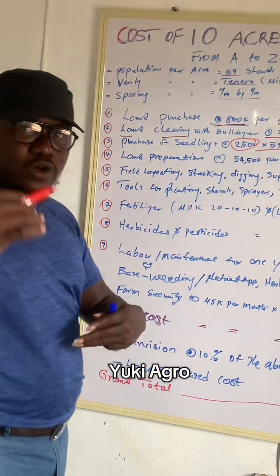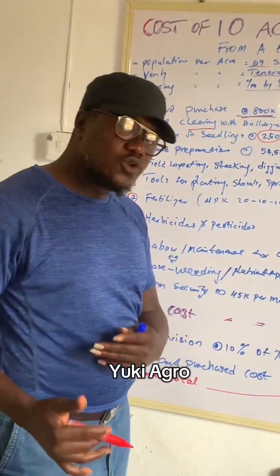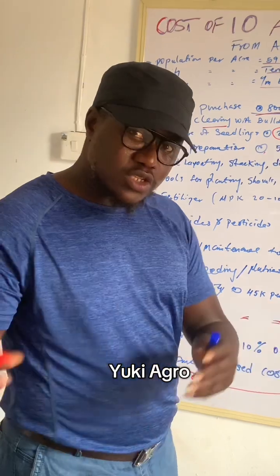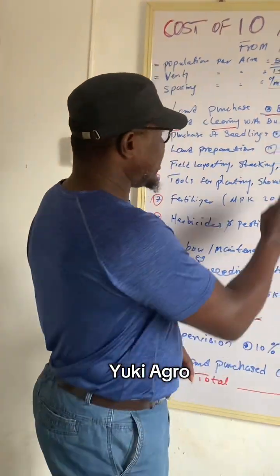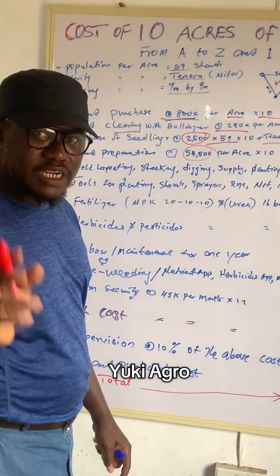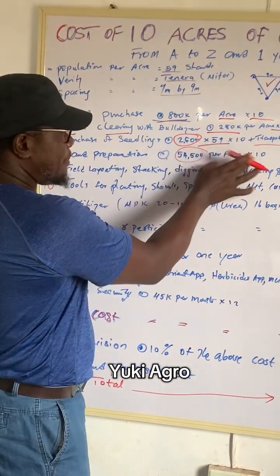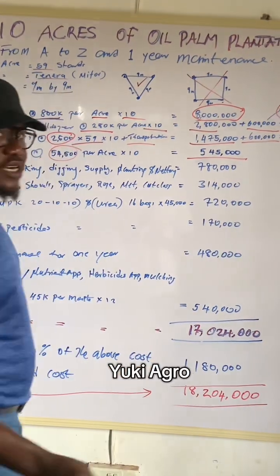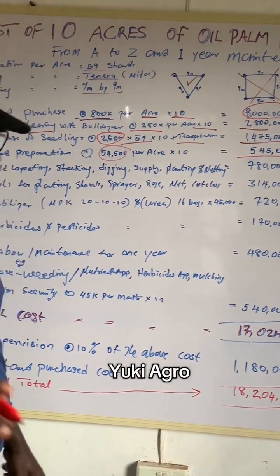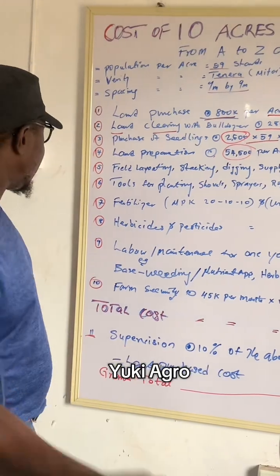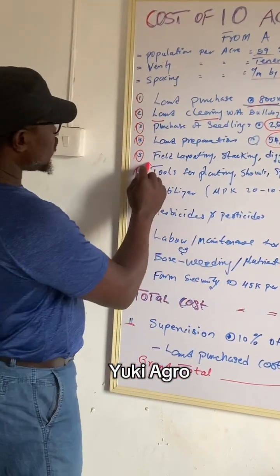Land preparation has to do with the mechanized farming system. When you use a tractor to plow your land after the dozer has finished clearing your land, the charge is 54,500 naira per acre. You multiply that by 10, you will have 545,000 naira in total to clear 10 acres. Okay, let's move quickly to field layouting.